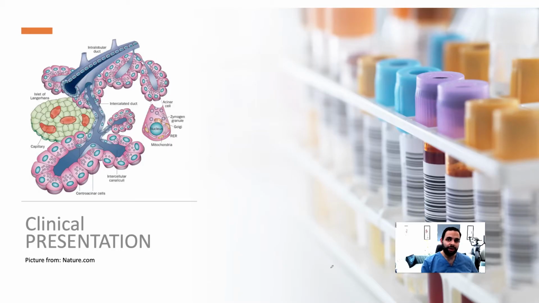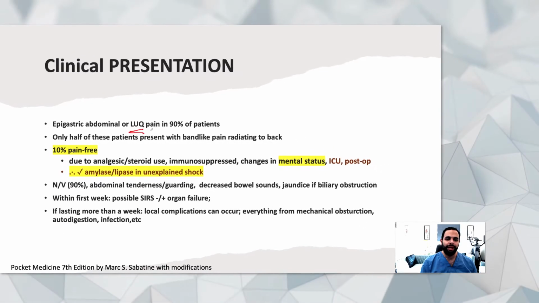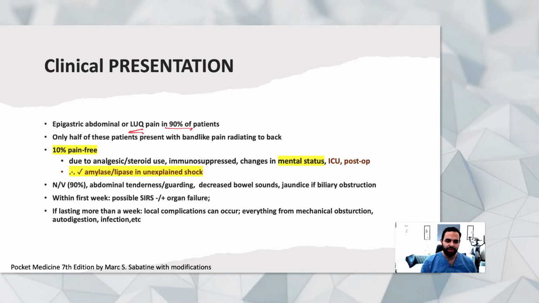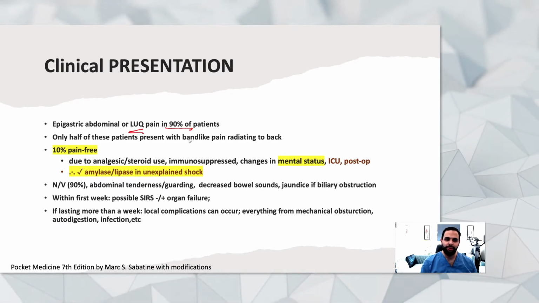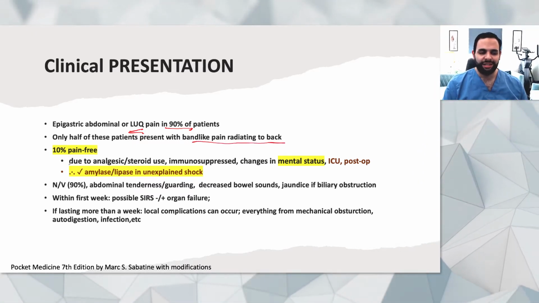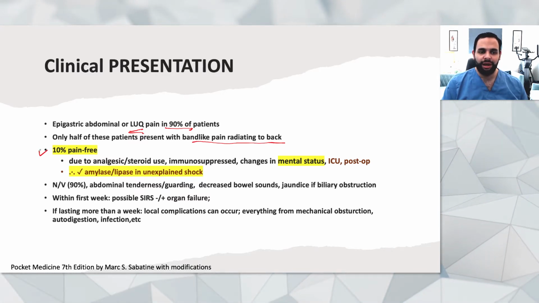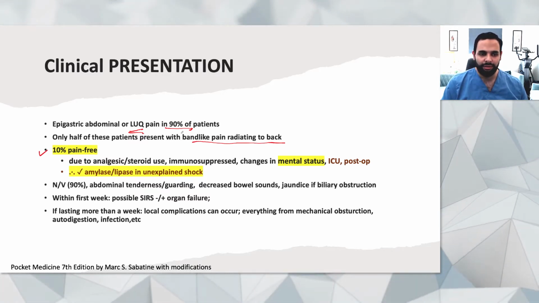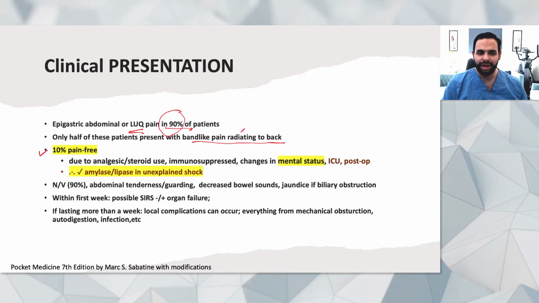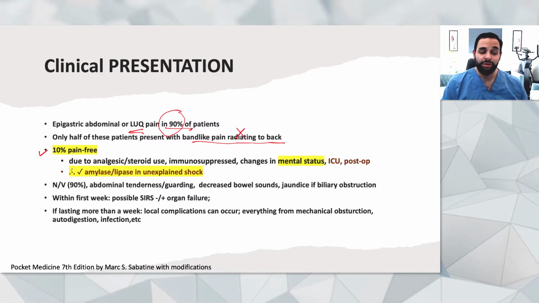Let's talk about the clinical presentation. So the epigastric abdominal or left upper quadrant pain in 90% of patients, only half of those patients present with band-like pain radiating to the back, which is the classic descriptor, and 10% of them will be pain-free. 10% of all presentations will be free. So half of the 90% will not have the classic presentation. And the rest of the patients will be pain-free.